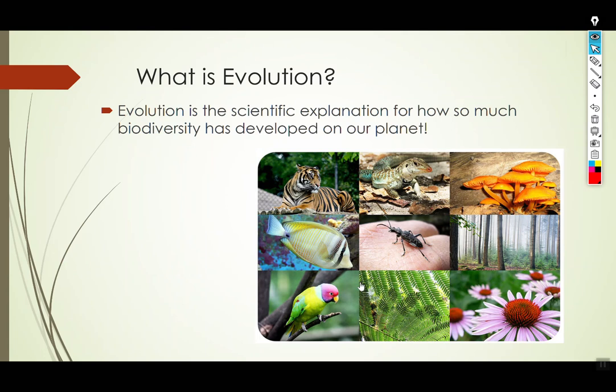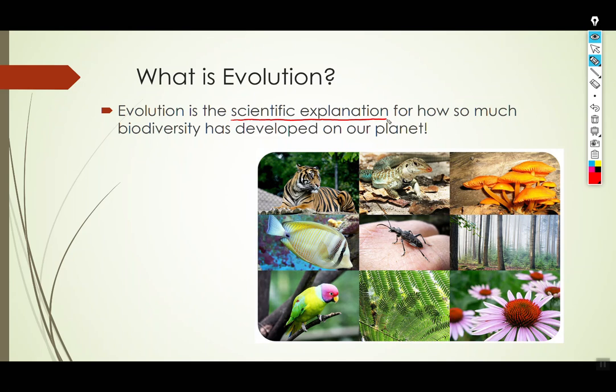So let's talk about evolution, which is how that biodiversity came about in the first place. So why do we have millions and millions of different species of life forms? And, you know, millions is actually an understatement. Billions is more appropriate. On our planet? Well, the answer to that is evolution. So evolution is the scientific explanation for how so much biodiversity ended up on our planet. So it doesn't include unscientific thoughts on the matter. Those are an issue for another class. So we're going to focus on the way science understands life on Earth.